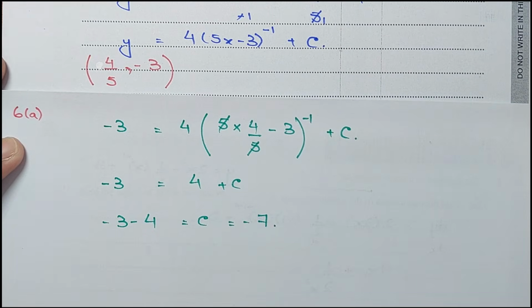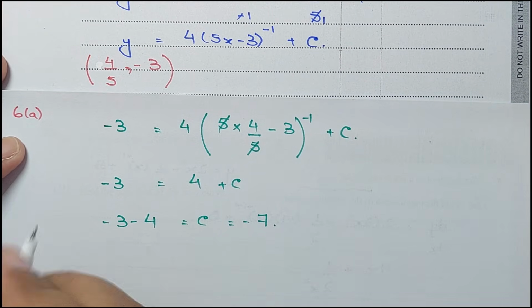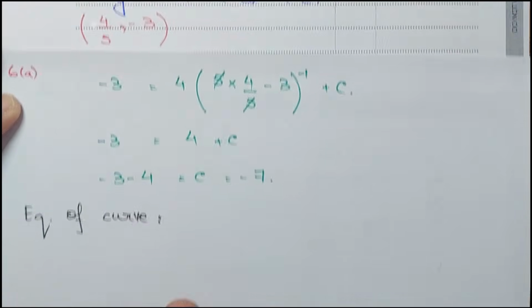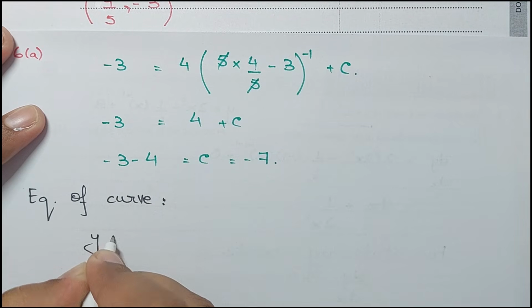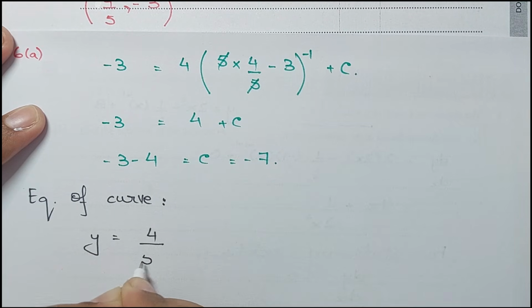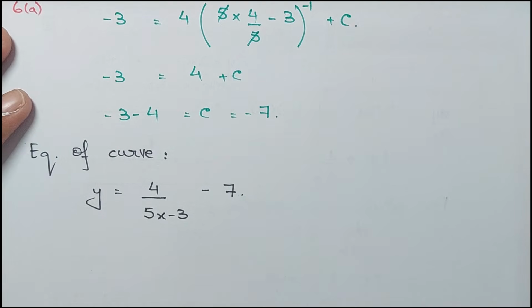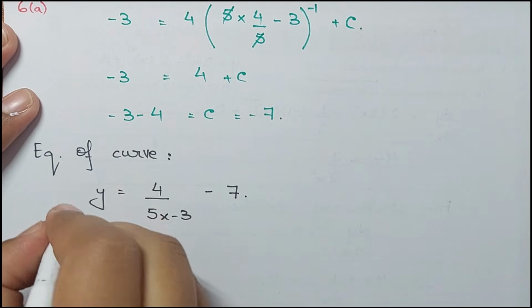So now we can say the equation of the curve is y equals 4 over (5x minus 3) minus the constant of integration, 7. That is the equation of the curve.